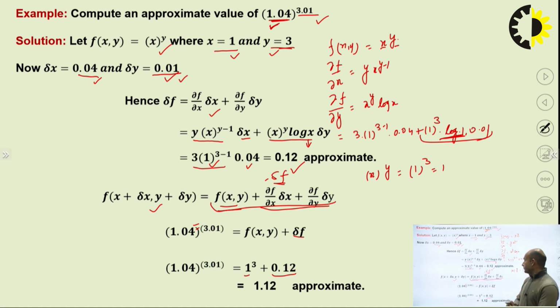which is the approximate value of the given expression. If we are talking about approximate error, then this is delta f. And if we are talking about the approximate value of the function, then this is actually the function f(x,y) plus delta f. So this is the approximate value of the given function, which is 1.12.